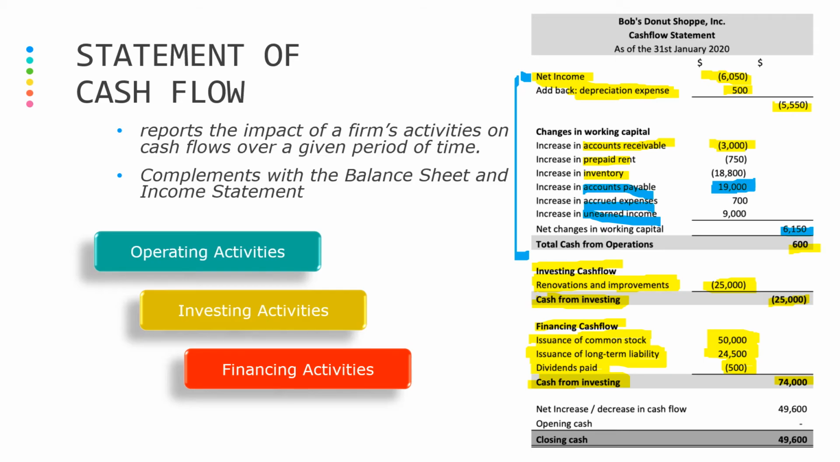Now, here we will add up 600 plus or minus $25,000 plus $74,000. It has a net increase or decrease in cash flow of 49,600. Now, assuming that there is no cash balance at the beginning of the year, so here it's 0. So the closing cash at the end of the first month of 2020, or at the end of January 2020, is a positive 49,600. Okay.